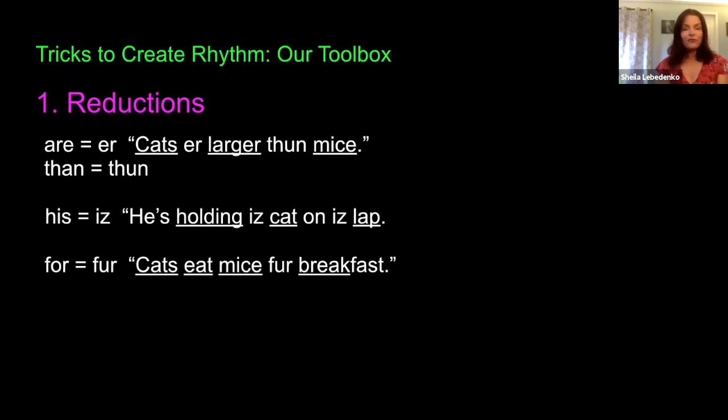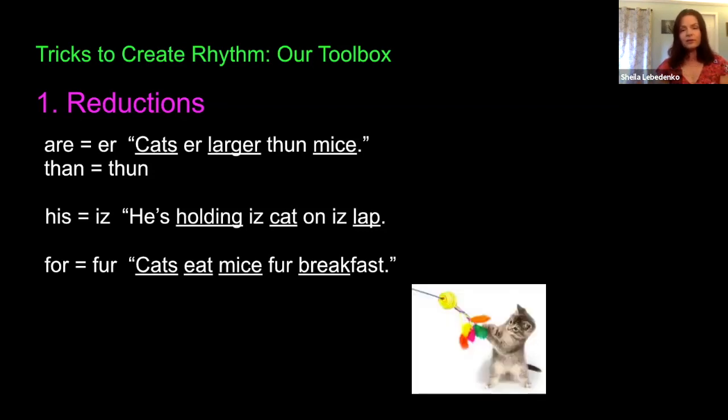Then we have the word "for." This is one that students really struggle and fight me with. They really like to say "for," which is a lot more work than just saying "fur." Cats eat mice for breakfast. I want that "fur" to be so fast. I don't want to say "cats eat mice for breakfast." I want "cats eat mice fer breakfast." Then I can really let it out on breakfast.